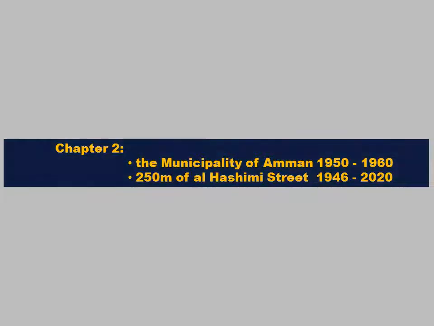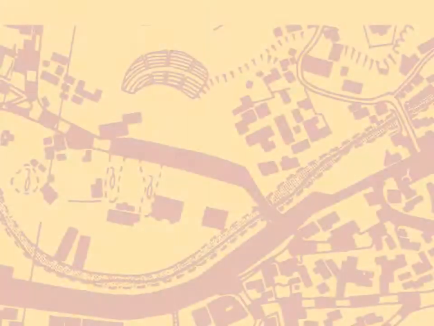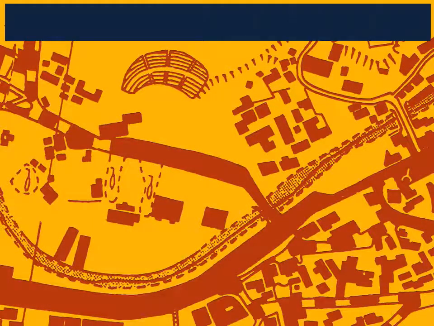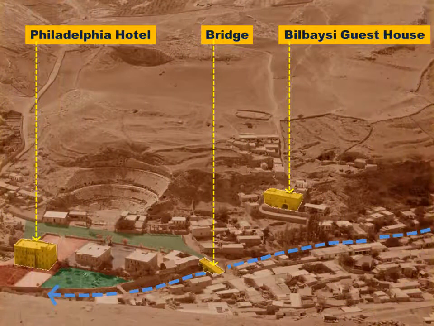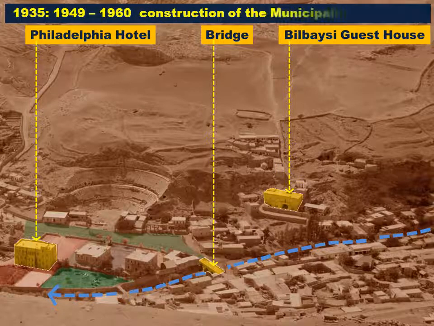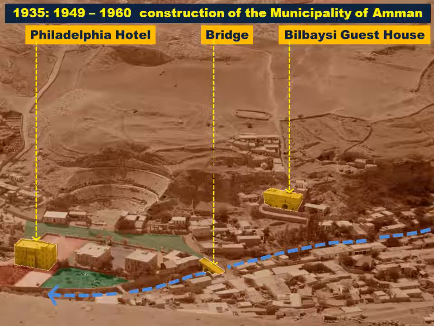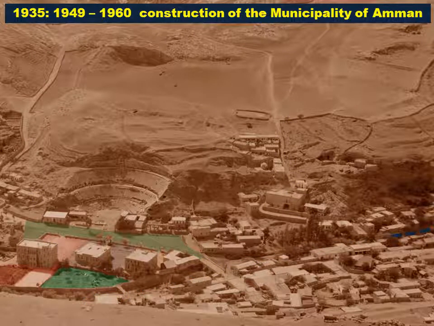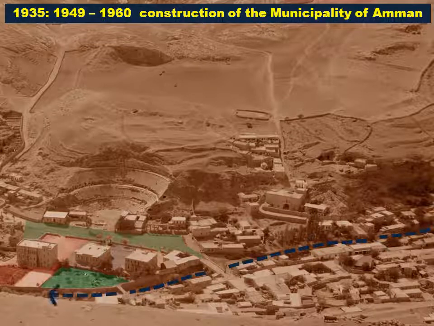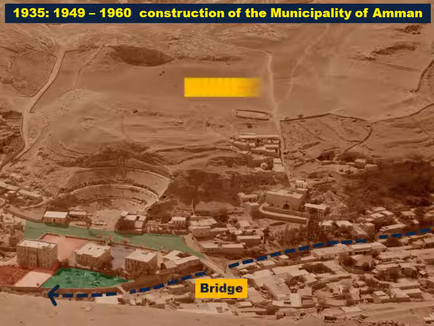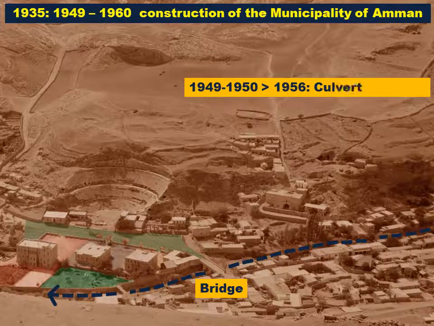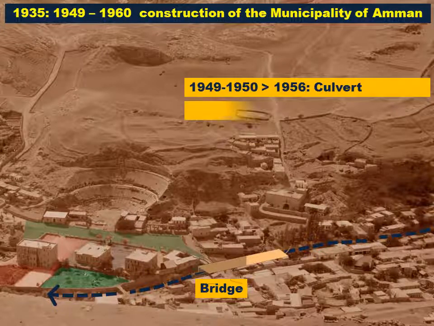Amman. Chapter 2. The Municipality of Amman, 1950-1960, 250 meters of Al-Hashimi Street, 1946-2020. 1935. '49 to '60 construction of the Municipality of Amman. '49 to '50 for 1956, culvert.